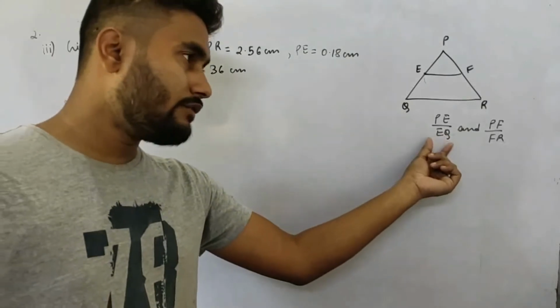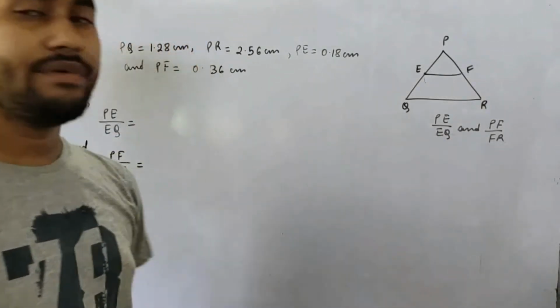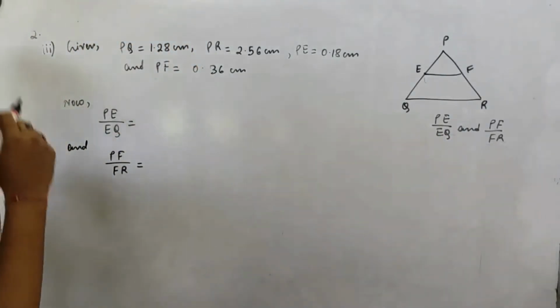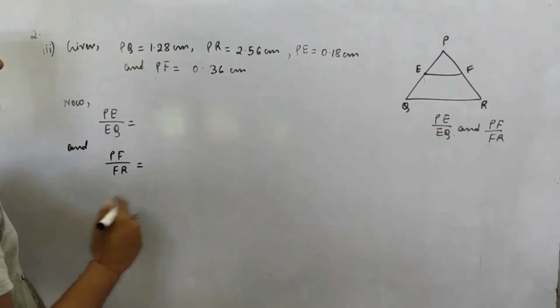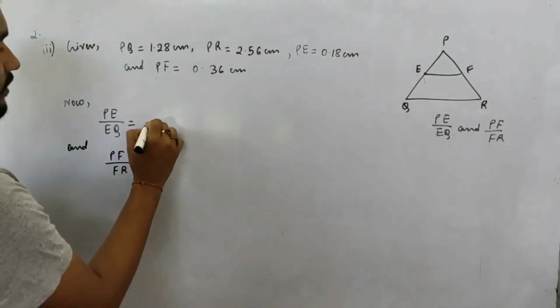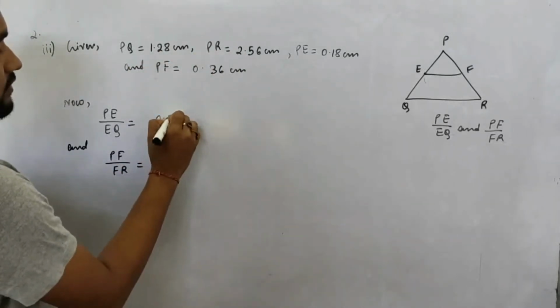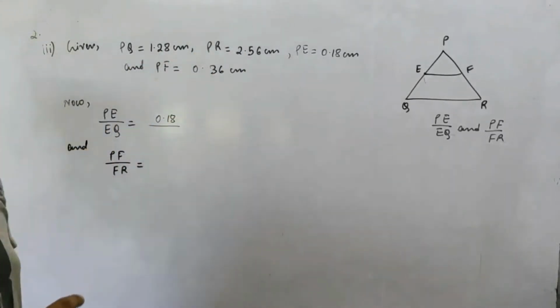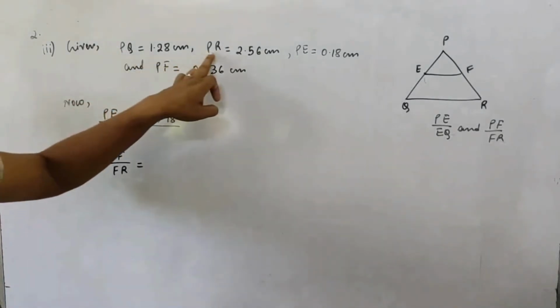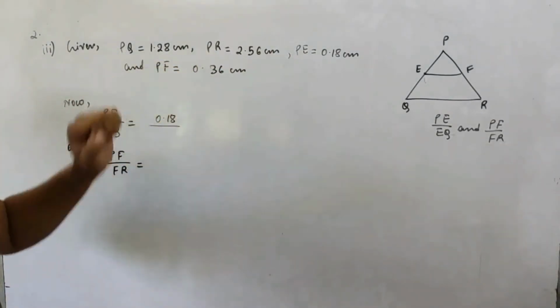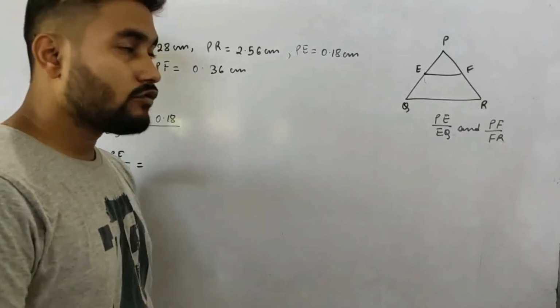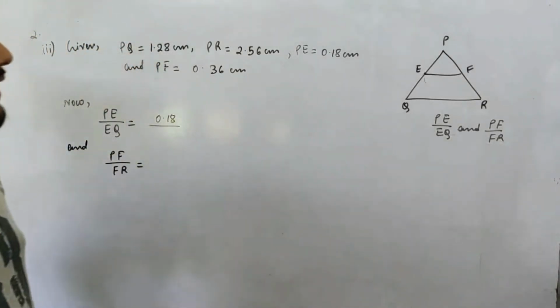At first I will find what? PE by EQ, then PF by FR. Okay, so what is PE by EQ? What is the value of PE? The value of PE is very simple, 0.18. Now what is the value of EQ? You see EQ, there is no EQ, right? So you have to find EQ. So how will I get EQ?